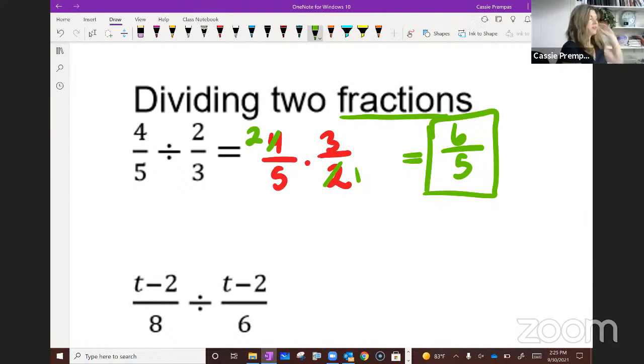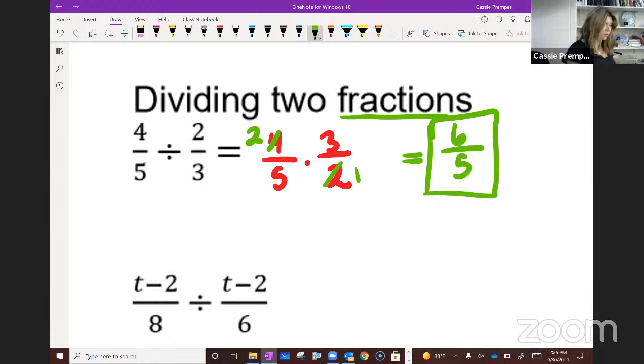All right, guys. Have a good one. The process that we need to do is multiply the second one by its reciprocal. Then it turns into multiplication, so we can reduce across or up and down. And the answer becomes 6/5.